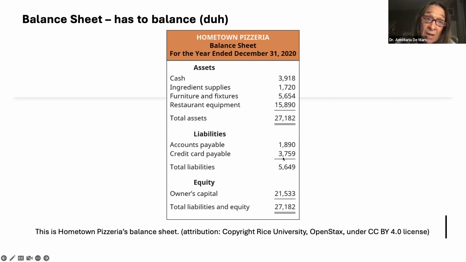They put credit card payable, or if you had a loan, that would be in your liabilities. And so this is the total assets, the total stuff you have that's worth money, and the total money you owe. And then if there's any difference between that, that's the equity in your company. You've got 27,000 in assets, more or less, and about 5,600 in liabilities. So the owner's capital is $21,000.